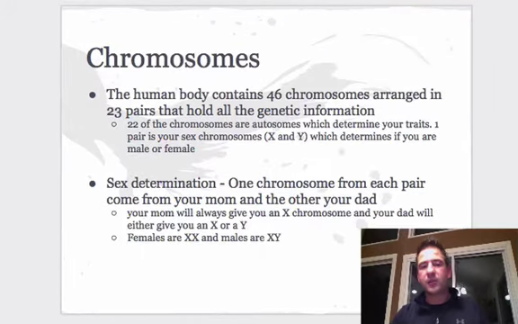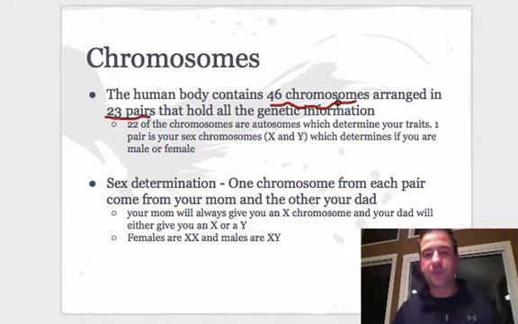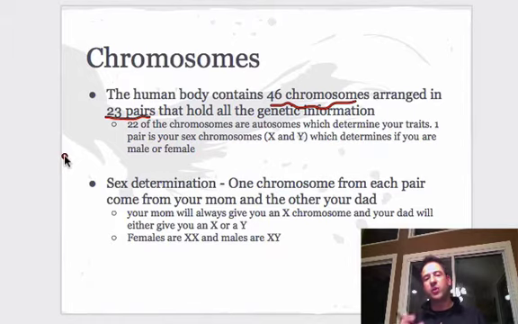Okay, so chromosomes, what are these things? Okay, so in our body we have 46 chromosomes. Okay, 46, that's important to know. 46, and they're arranged in 23 pairs. Okay, and they hold genetic material. So 22 of those chromosomal pairings, okay, are going to be autosomes. Okay, and those are the ones that are going to determine your traits.